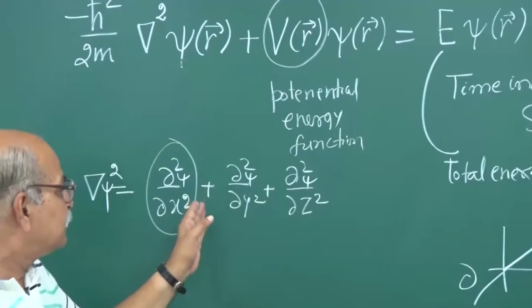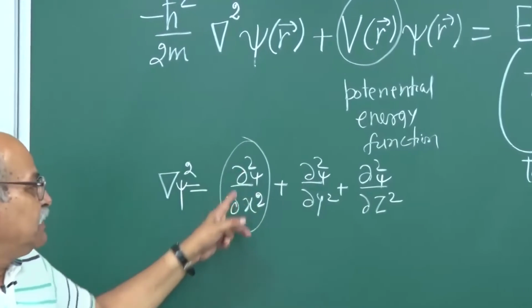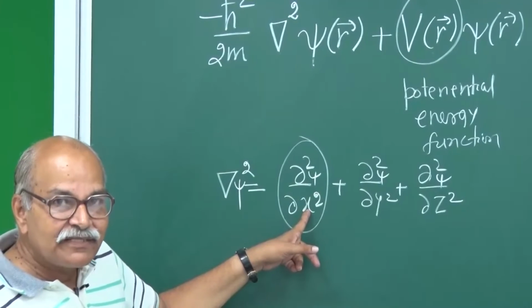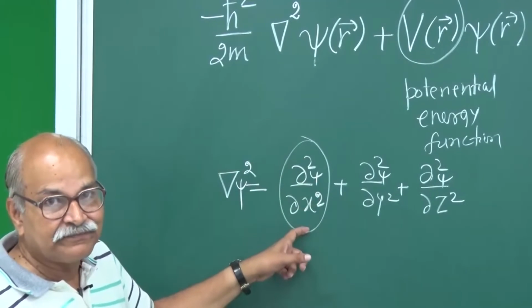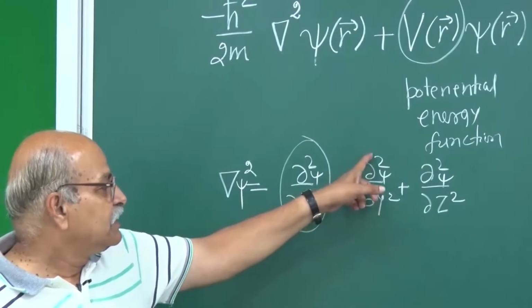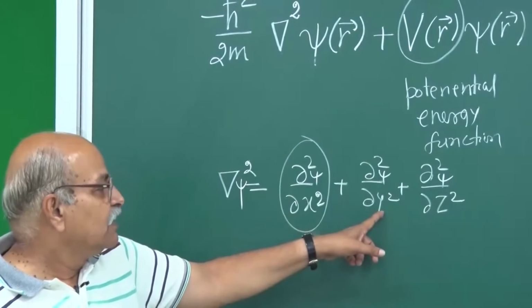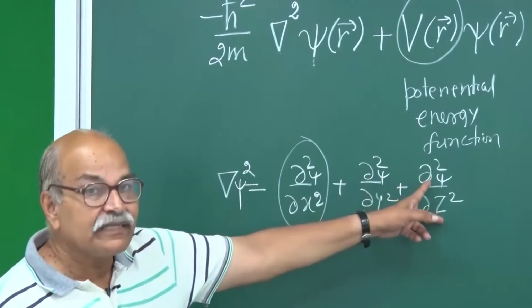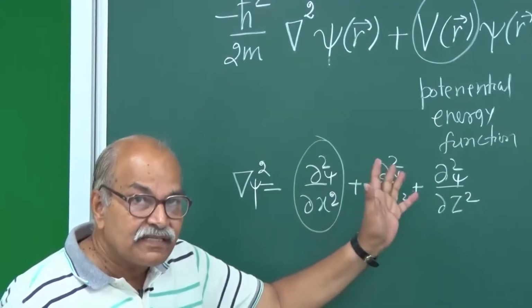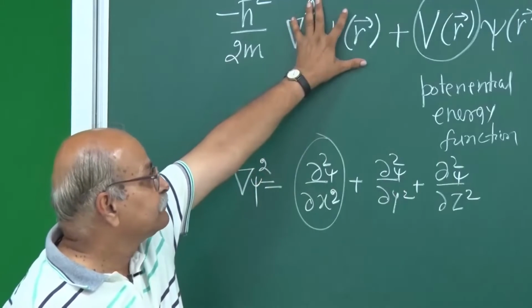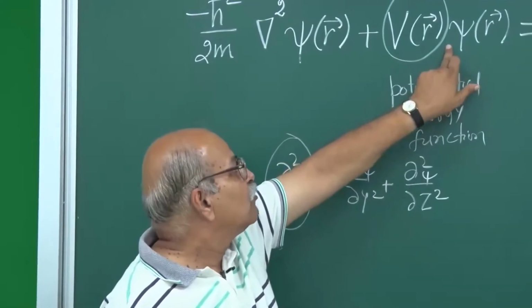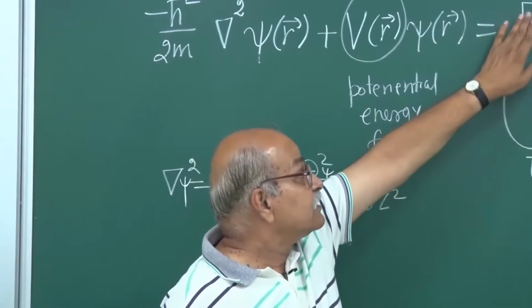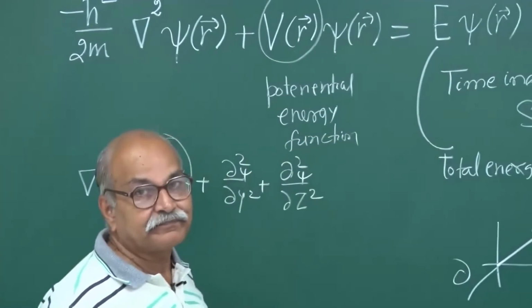And if it is a function of x, y, z, this expression means that you differentiate with respect to x and treat y and z as constants for this differentiation. Similarly, for this one, differentiate with respect to y twice and treat x and z as constants, and similarly here. They are known as partial differentiations. That is the meaning of this, and this is simple multiplication of the potential energy function and psi, and then you have this energy and this psi here.